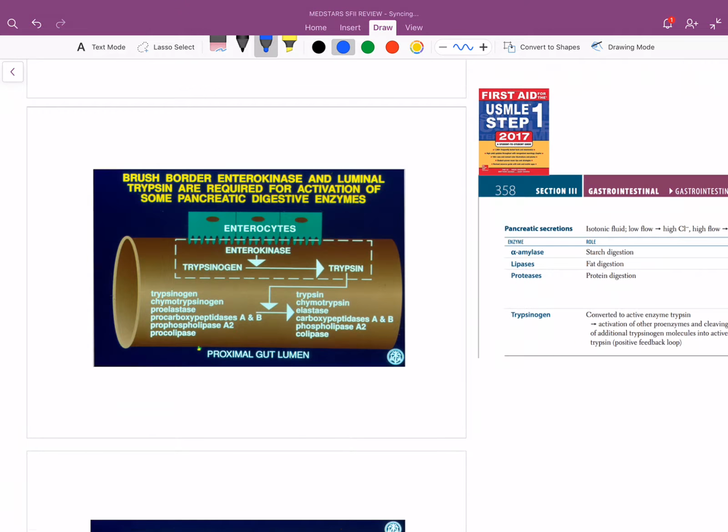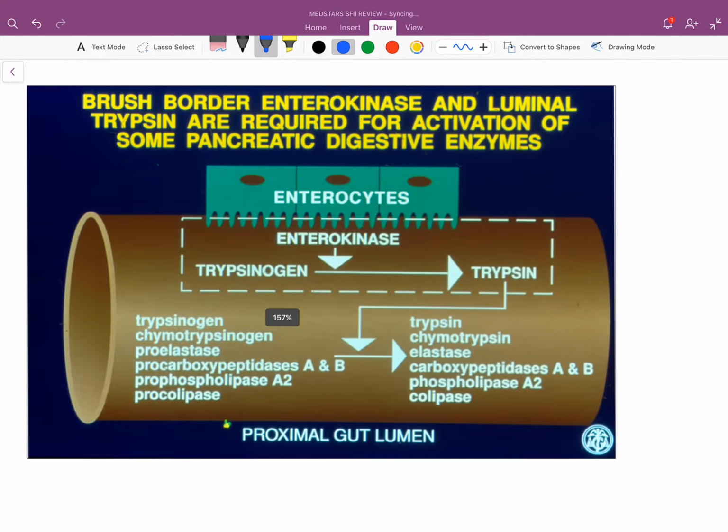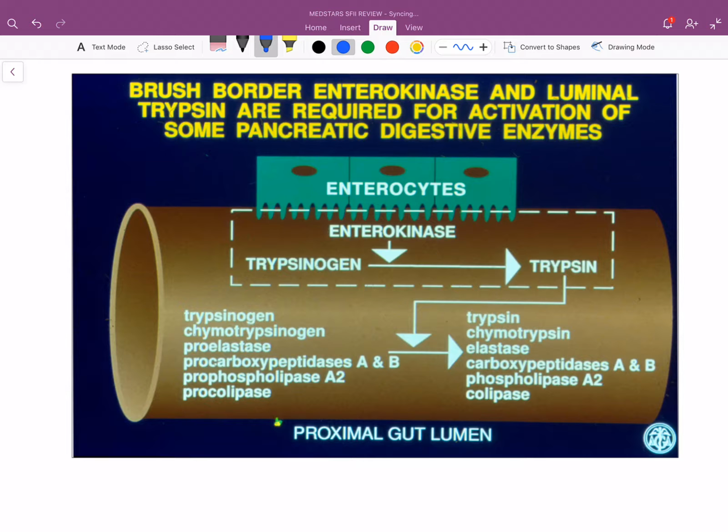Like I said, brush border enzymes are important. Enterokinase is probably the one you have to memorize. I would definitely memorize enterokinase. The reason why is because enterokinase is the enzyme that converts trypsinogen into what? Trypsin. And then what does trypsin do? Trypsin converts other trypsinogen into trypsin.